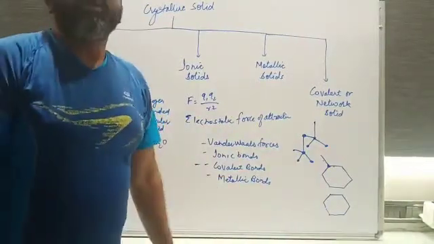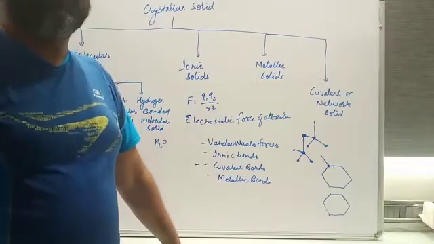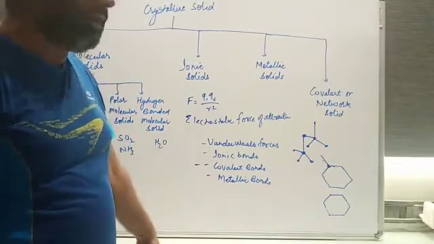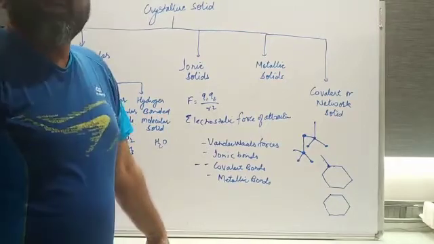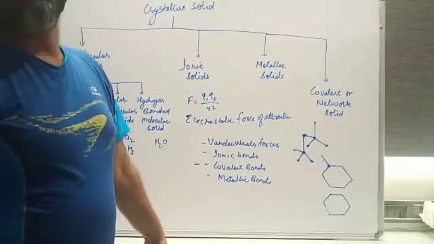And one more important property of graphite is that it has free electrons because of the free bond, and these free electrons can jump from one layer to another layer, and in that way it will conduct electricity.